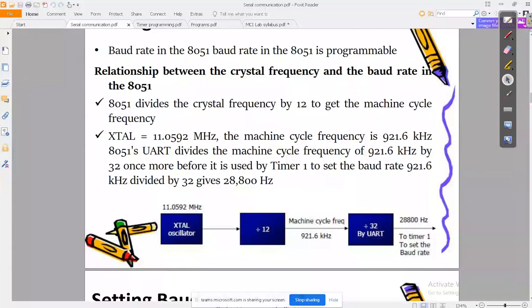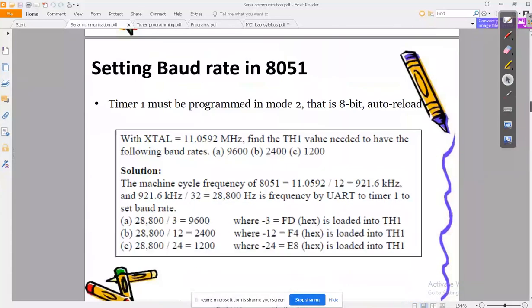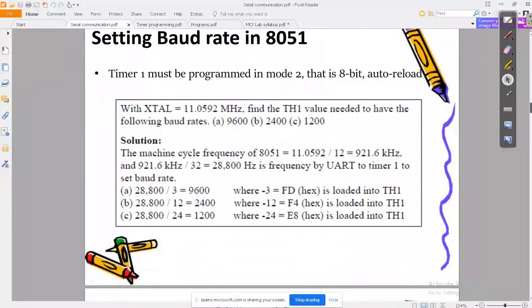Okay, next you are going to see this slide. There are some standard baud rates. What is baud rate? Baud rate is nothing but bits per second. How many bits you are transferring the data per second, that is baud rate. That you know, that is one more question that you studied already. How many bits you are transferring per second, that is called baud rate.